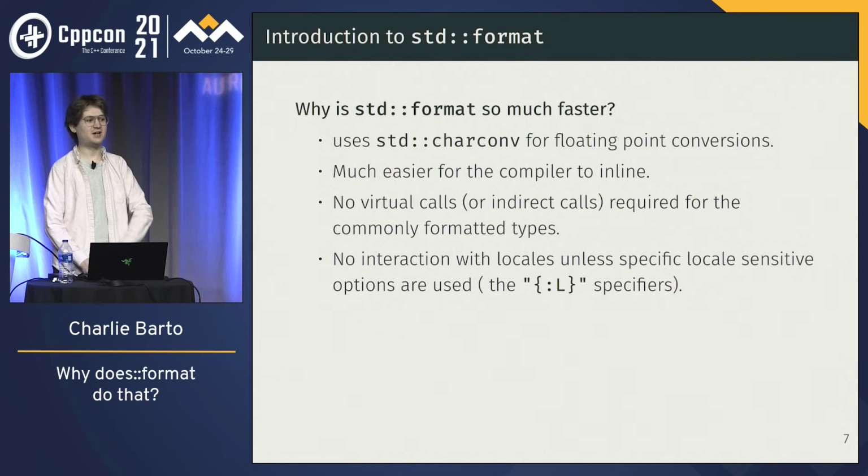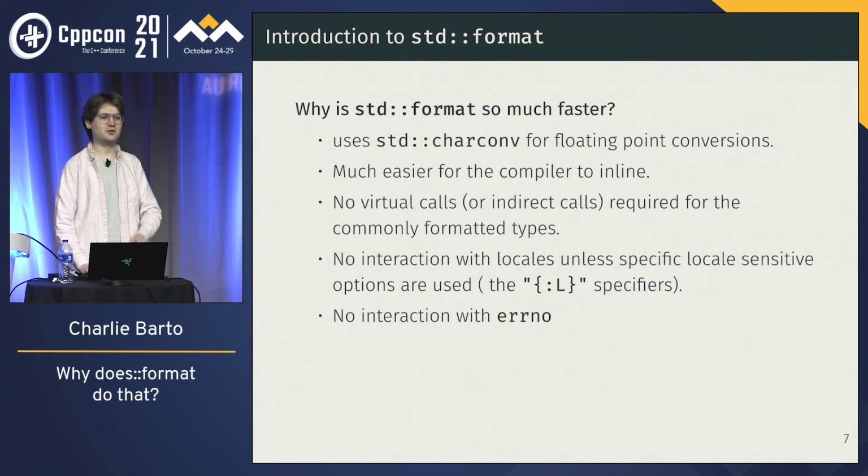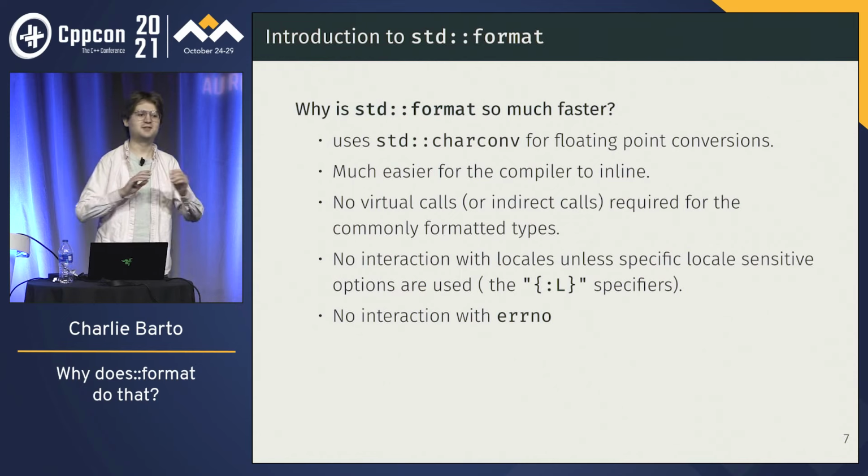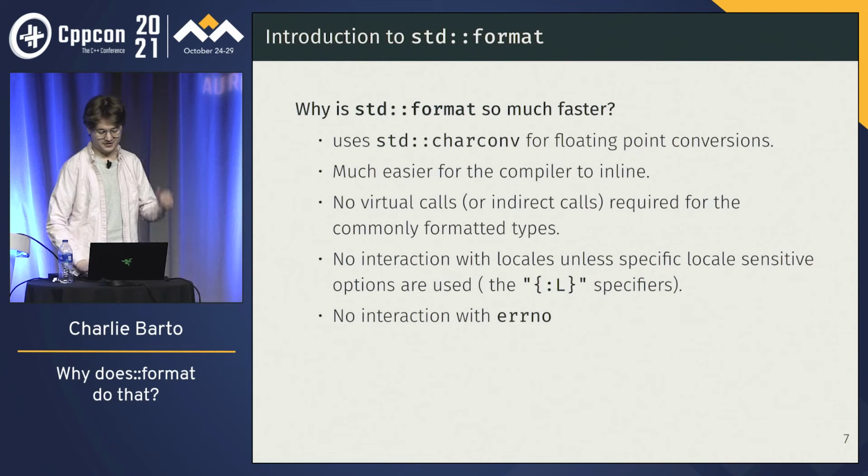You have to explicitly opt in, and that means that we don't need to construct a locale. We don't need to shuffle through your facets. It makes things a lot faster.